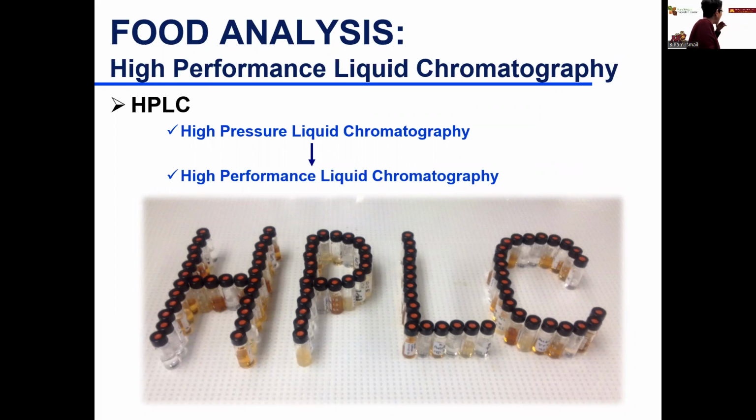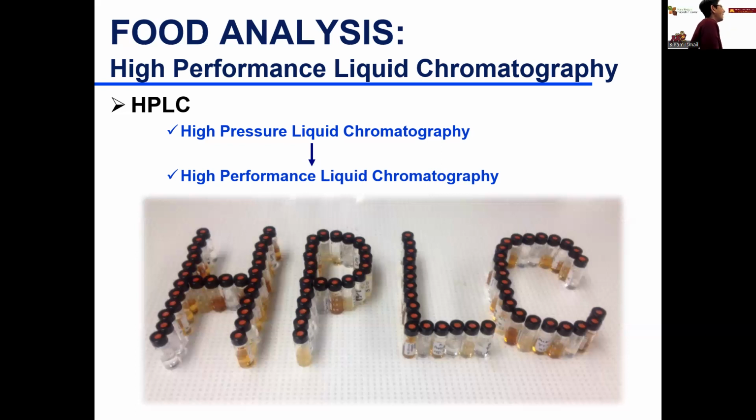But over time, they got better at packing these columns, so you had better performance. So they replaced the pressure by performance. So now it's high performance liquid chromatography.